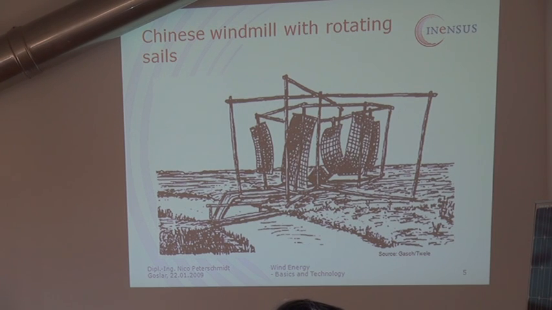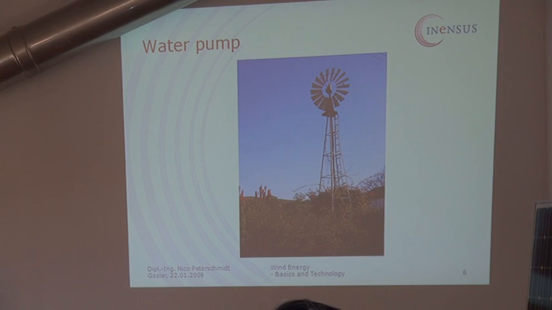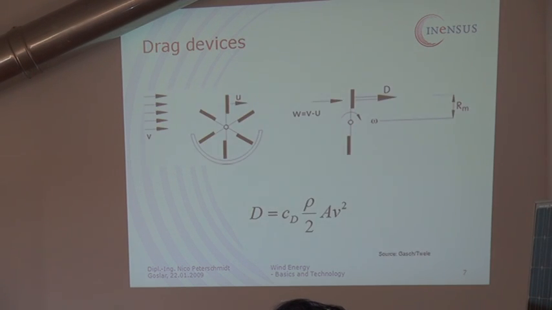This is also a very early type of wind turbine. Then, these types of drag type wind turbine rotors were used for water pumping throughout the world very often.